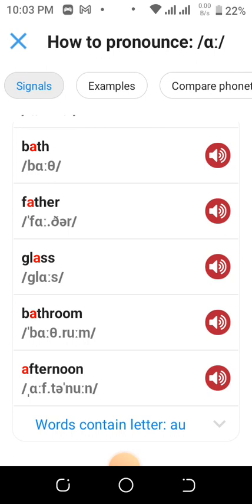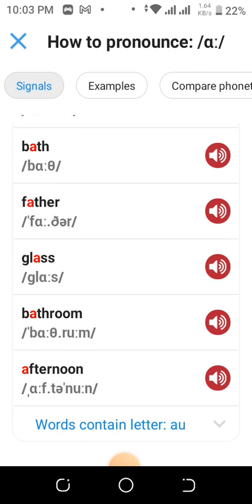Try to use these words in your daily routine life as well, because whenever you pronounce these words in your daily spoken English, ultimately you will feel a strong grip over the language and especially on the sound. Along with that, now we are proceeding.